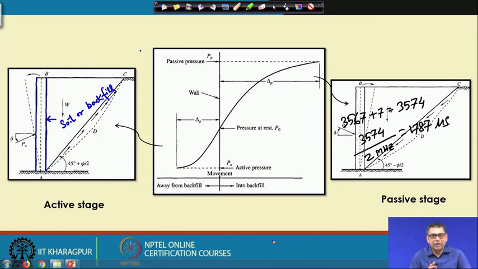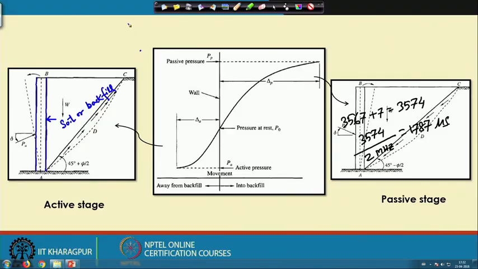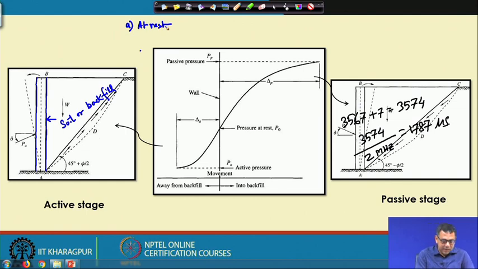Now, this earth pressure can be of three types. One can be at rest. What is at rest? At rest means this structure or the wall, if I say this is a rigid wall.